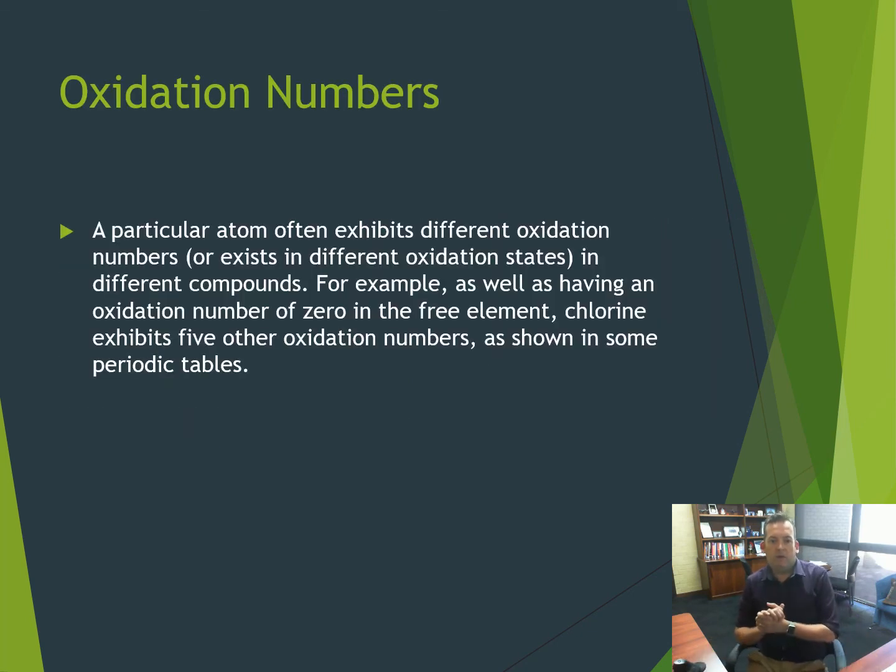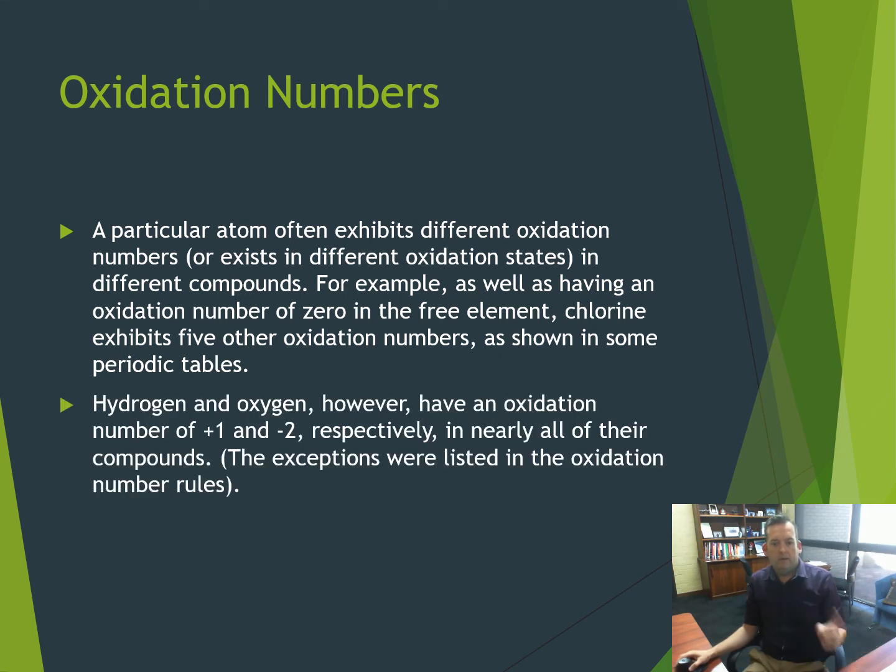A particular atom often exists in different oxidation states in different compounds. So as well as having oxidation state 0 in its free element, chlorine has 5 other different oxidation numbers as shown in some periodic tables. That's a little number above the elemental symbol. Manganese is another one. Chromium has a lot of oxidation states as well. The transition metals are more prone to it than others, but don't just expect that because you got +2 for an oxidation state in another example, it's going to be that again. Hydrogen and oxygen have oxidation numbers of +1 and -2, except for those exceptions that we've had before.